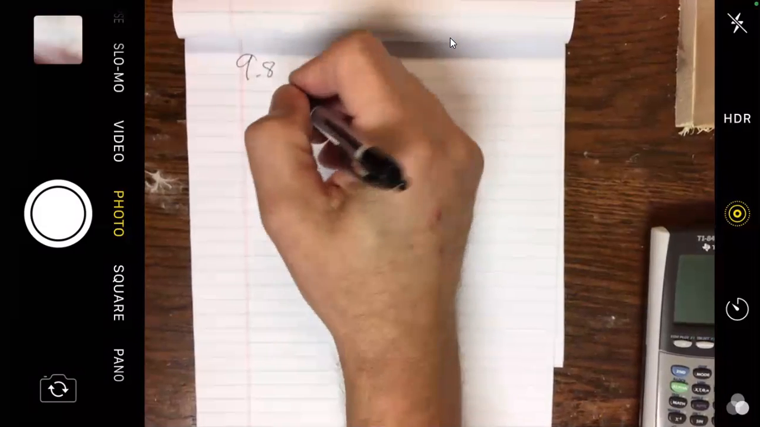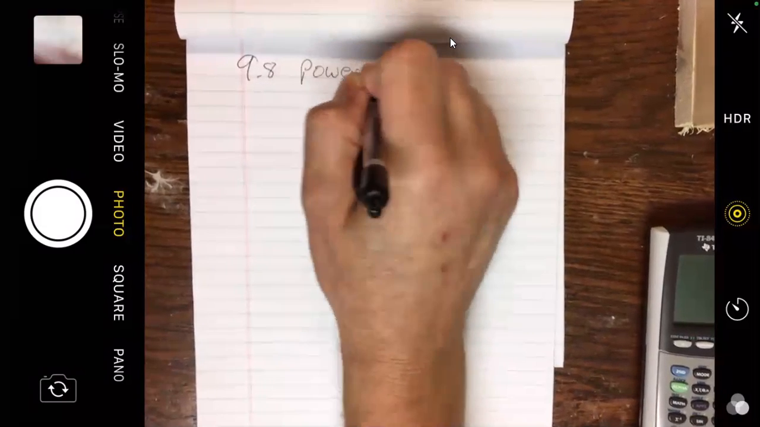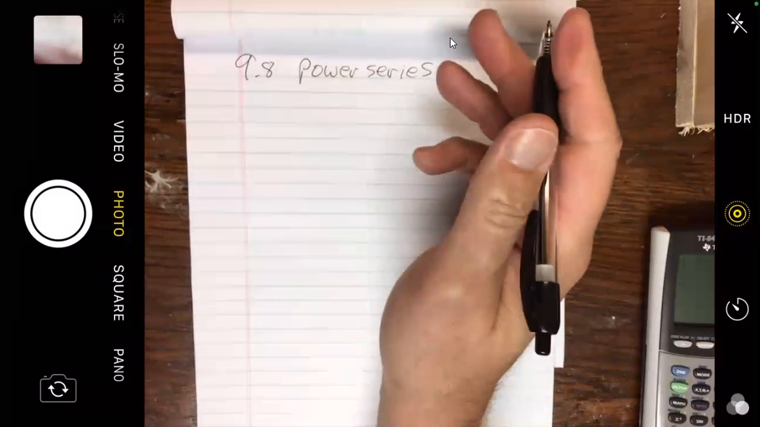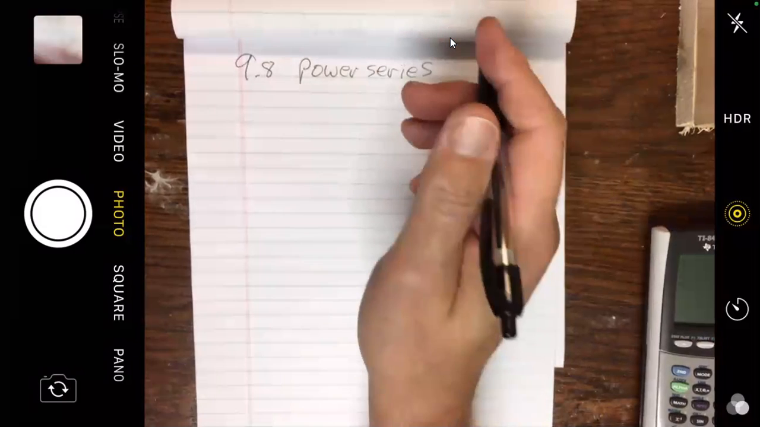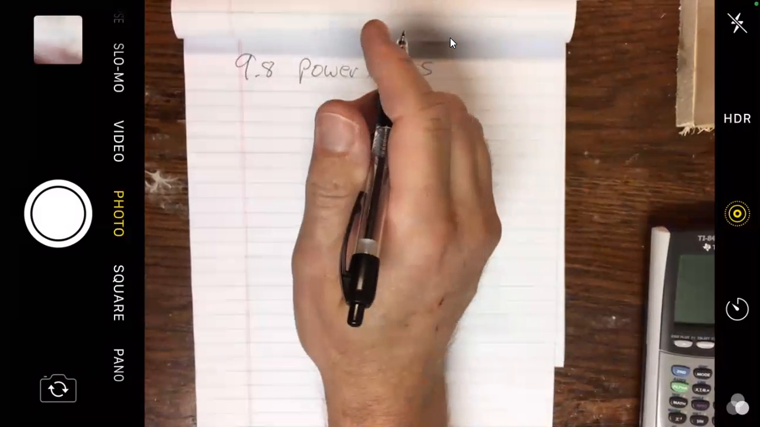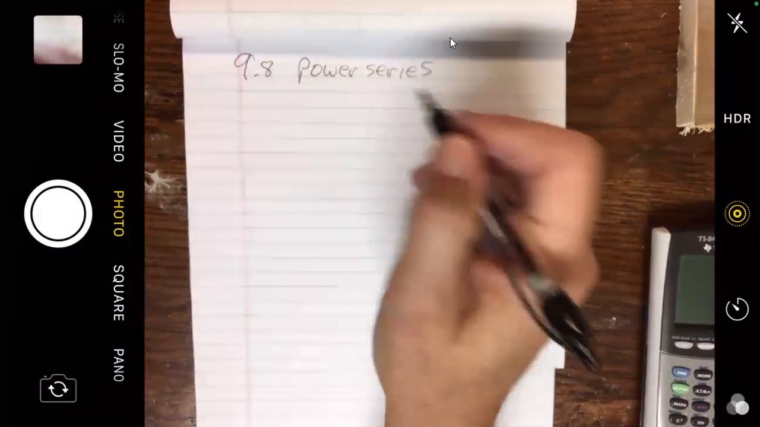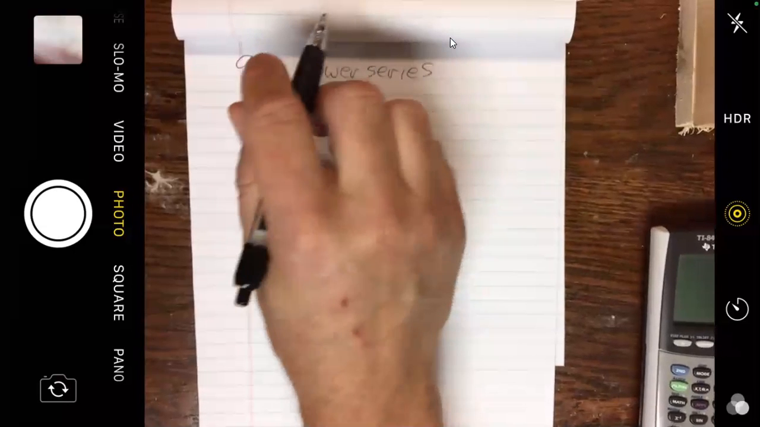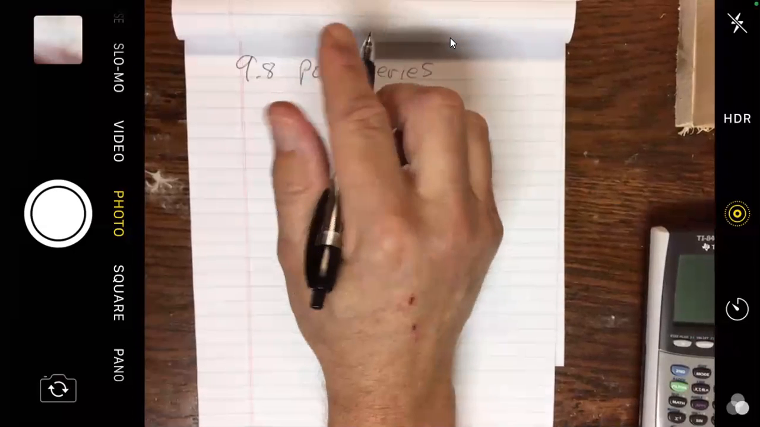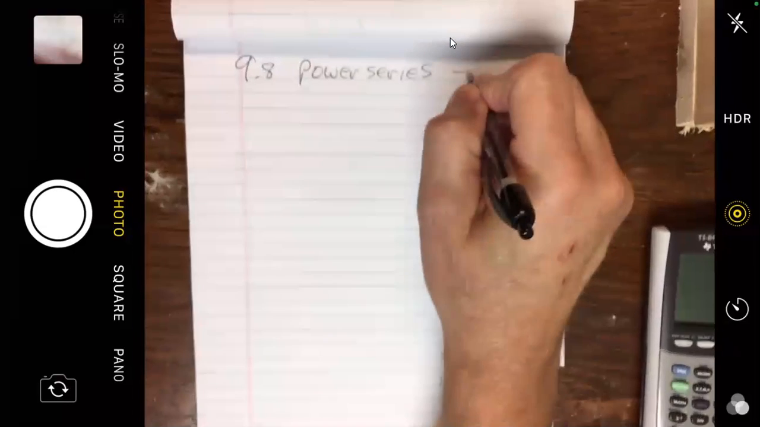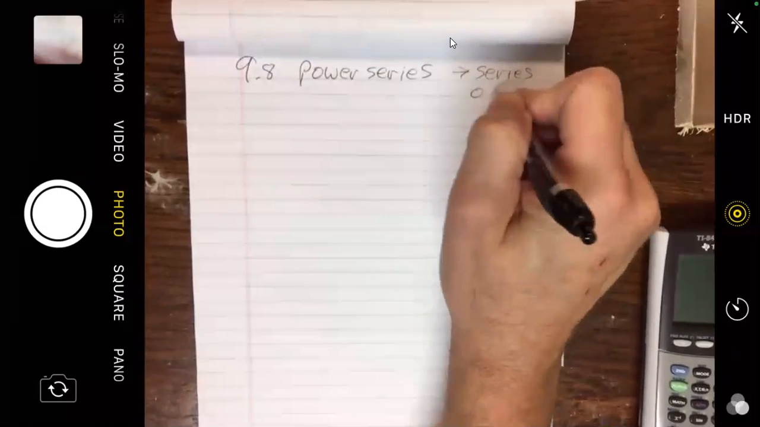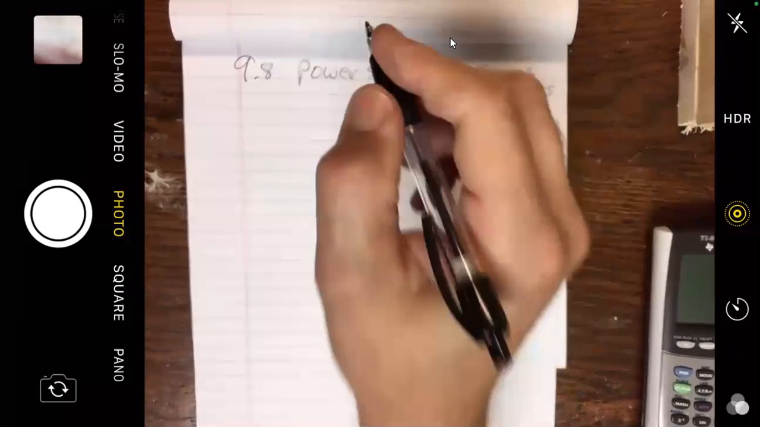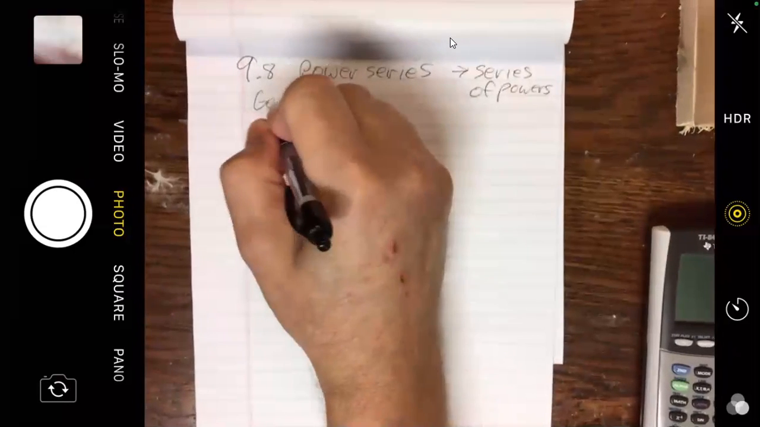9.8. The title is called Power Series. It kind of comes out of the blue. They're kind of generic. This section kind of comes along like pure gibberish. Like, where did they get this stuff? Power series literally is a series of powers, and it really comes from the geometric.